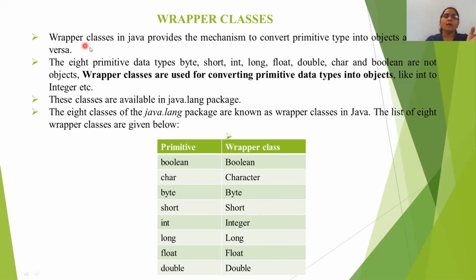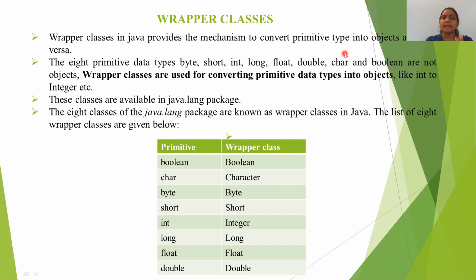You remember that wrapper classes in Java provide the mechanism to convert a primitive type into an object and vice versa. All of you know that in Java there are 8 different built-in data types, and these built-in data types are called primitive types. With the help of wrapper classes, the primitive data types are converted into objects, and also objects are converted into primitive data types. And this job is done by the wrapper classes.